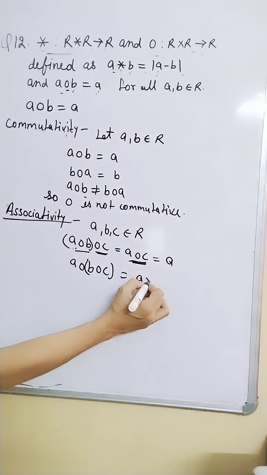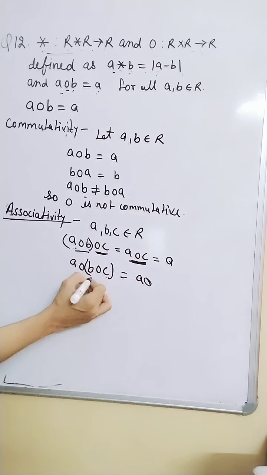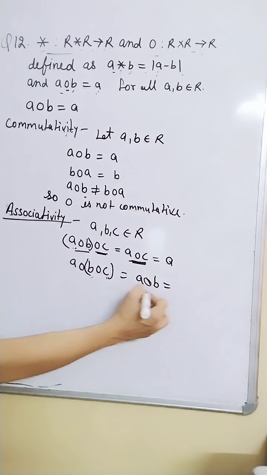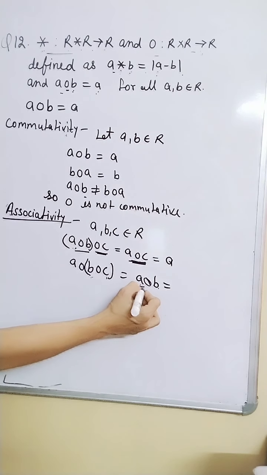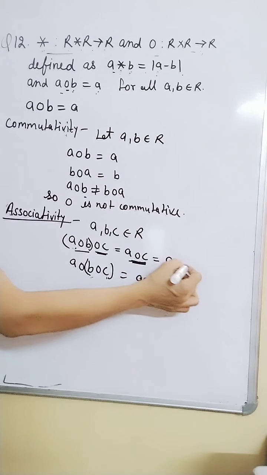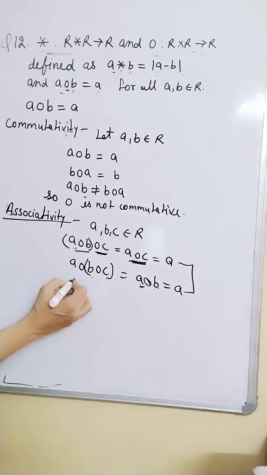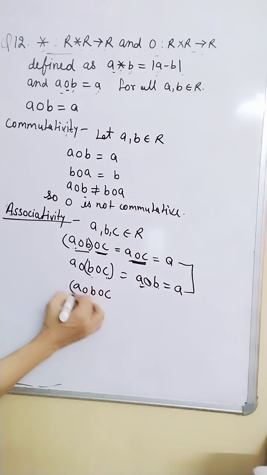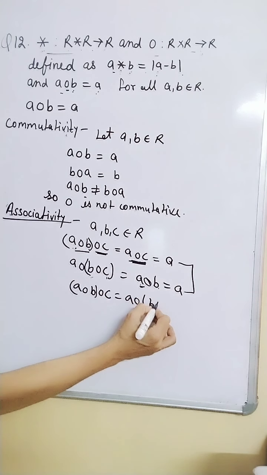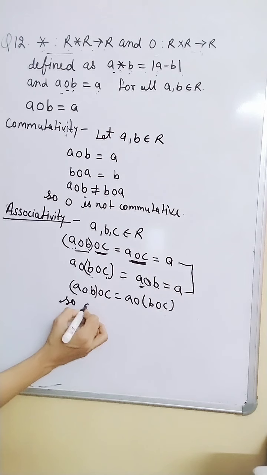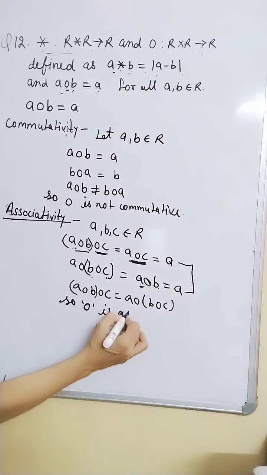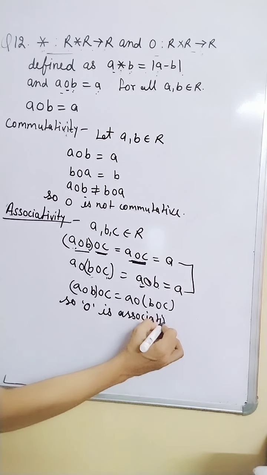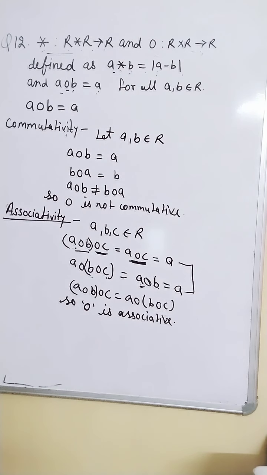Now A o (B o C). First, when you apply this operation between these two elements, B is the first element, so the result will be B. Now A o B, the first element is A, so the result is A. So here we get that (A o B) o C is equal to A o (B o C). So this operation is associative. Clear? This is how we prove whether an operation is commutative or not, associative or not.